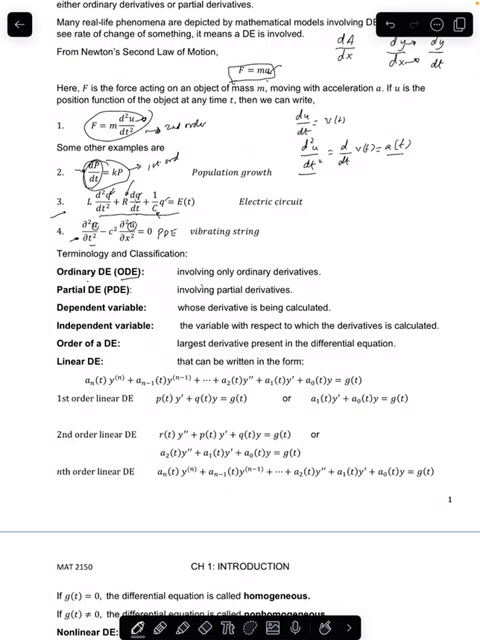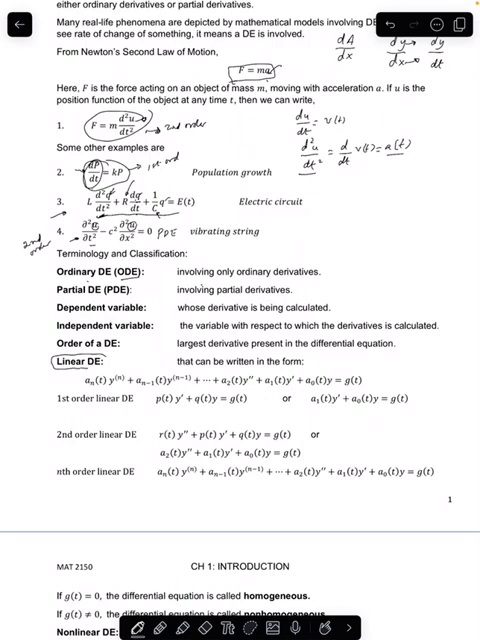In the same way, number 3 is, I believe you guessed it, a second order differential equation, because the highest derivative is the second order derivative. Similarly, number 4 is a second order differential equation. Okay, the next thing is linear DE.